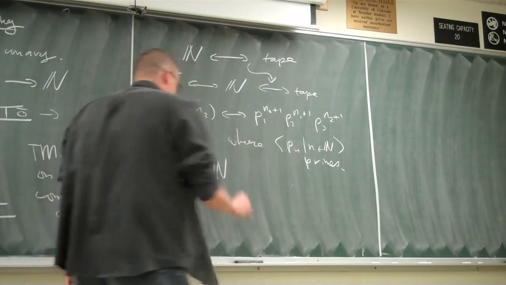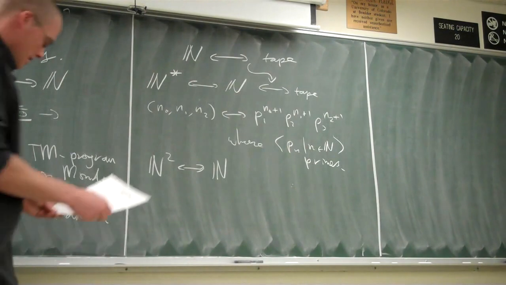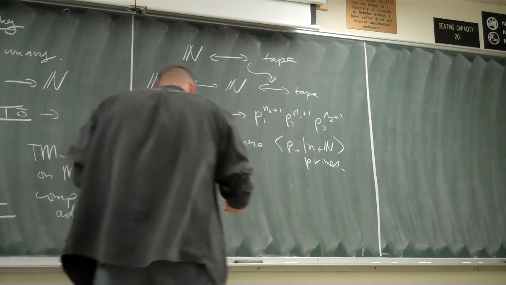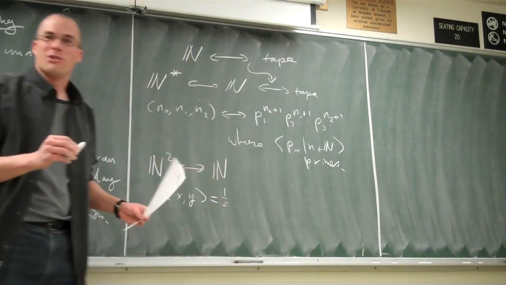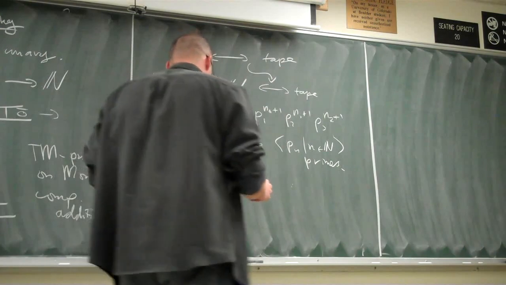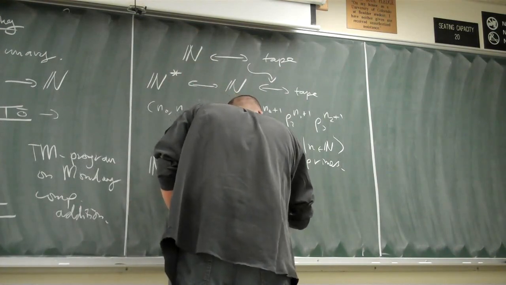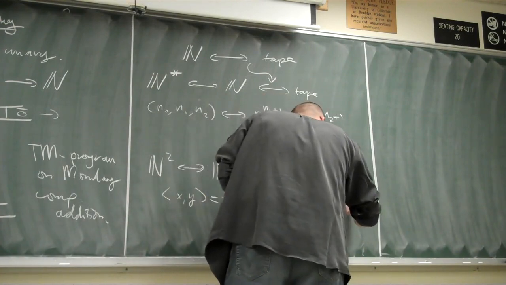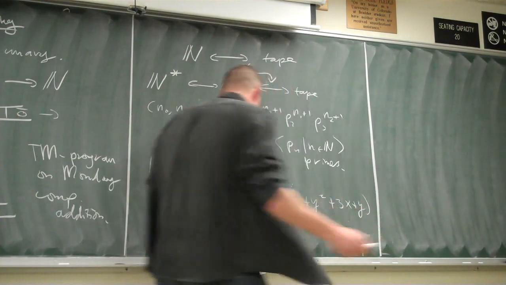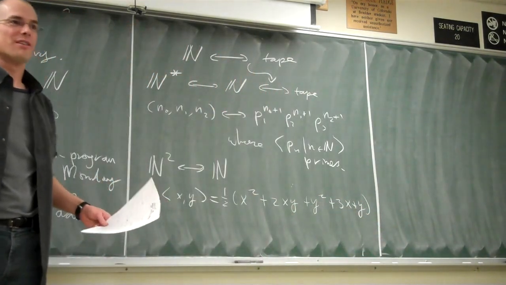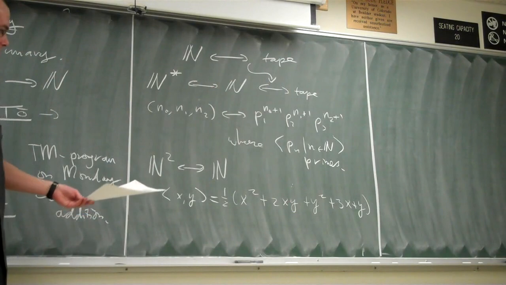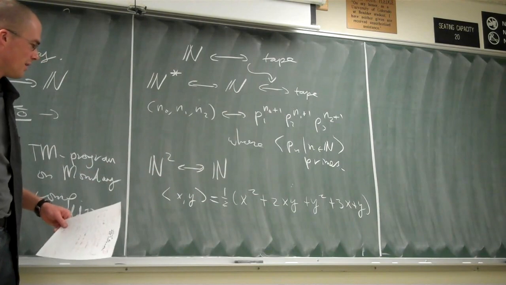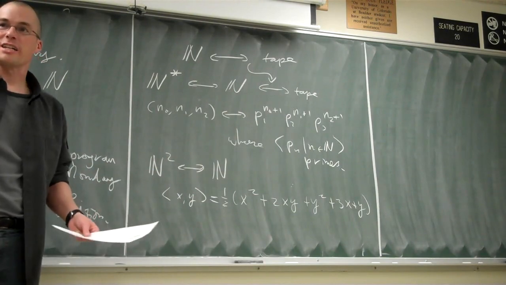If I want to just encode pairs of natural numbers, there's the so-called standard pairing function, which, as you can tell, I don't really have memorized, but it's kind of nice anyway. x squared plus 2xy plus y squared plus 3x plus y. And this is a nice pairing function for a couple of reasons. One is that it's a polynomial. Another is that it's a nice bijection.